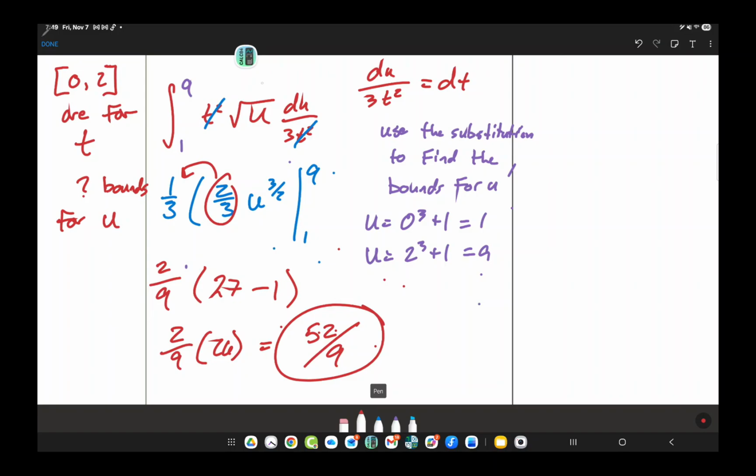The 3/2, because this is u to the 1/2, and so when you add 1, you get 3/2. So we need that inverse power rule. 1 plus 1/2 is 3/2. And that's why we divided by 3/2, which if you divide by 3/2, you get the 2/3. Because we still have to integrate the square root of u.